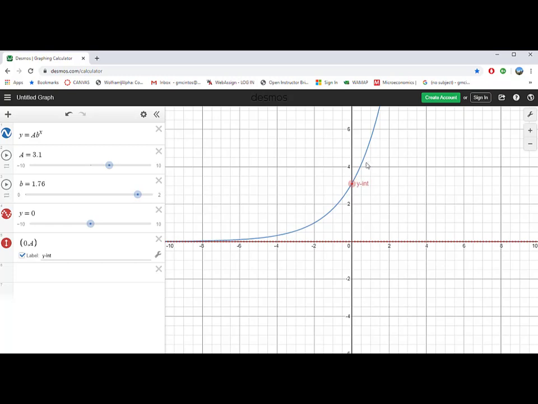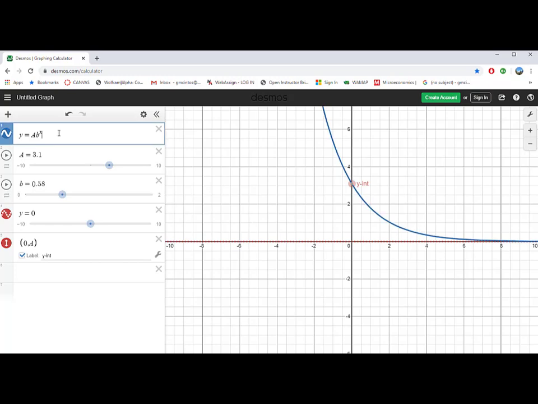Also notice that as our x values become negative here, our graph gets closer and closer and closer to that x-axis. This dotted red line represents a horizontal asymptote. We see the same thing when b is between 0 and 1, but instead of it approaching the x-axis when x gets very negative, it's going to approach the x-axis when x gets very positive.